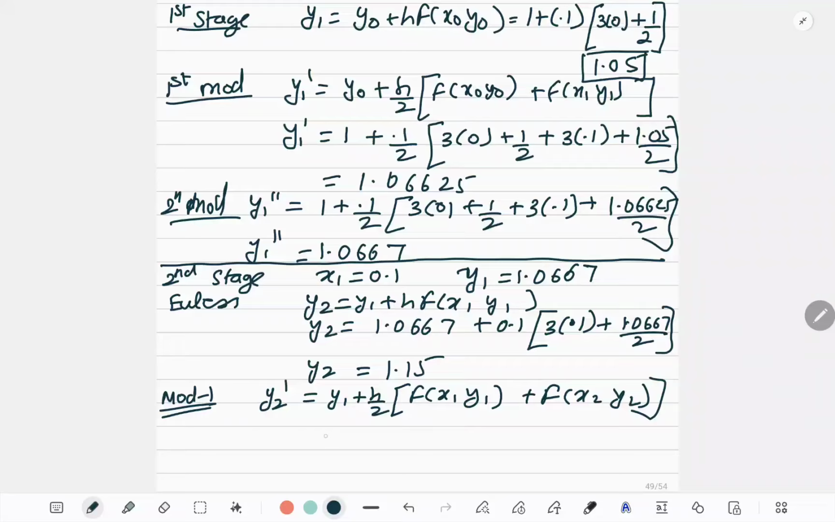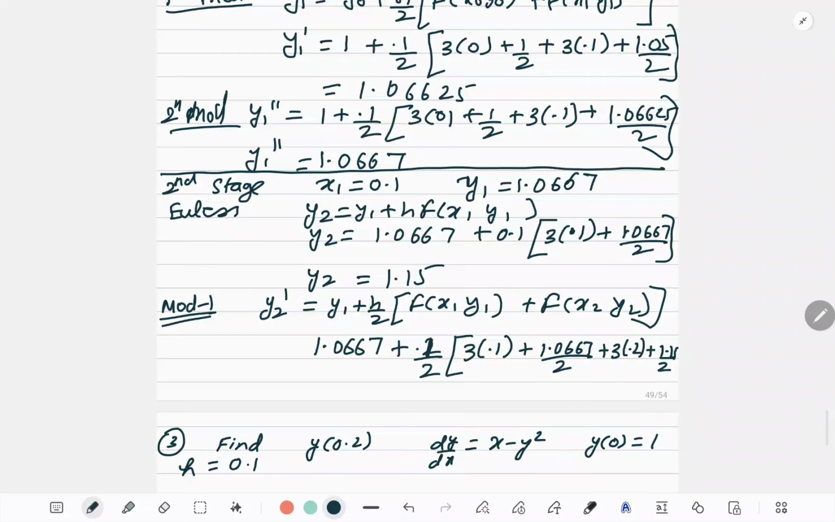Right? So what is y1? y1 is 1.0667. See, don't randomly take the value. Just observe what your y1 is, then only take it. Here students make a lot of silly mistakes. Okay. So 0.1 by 2. Now f of x1 y1. So my function is 3x plus y by 2. So 3 into 0.1 plus y1 by 2. So what is y1? 1.0667 by 2 plus 3 into 0.2 plus 1.15 upon 2. Right? So when you solve this, you will get the y2 dash value.